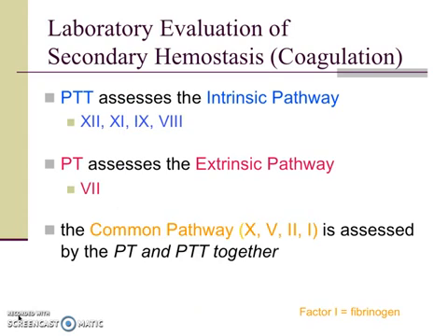Therefore, the intrinsic pathway factors 12, 11, 9, and 8 are assessed by the PTT test, while the extrinsic pathway, i.e. factor 7, is assessed by the PT test. The common pathway factors, though, 10, 5, 2, and 1, are assessed by interpreting the PTT and PT tests together in conjunction.